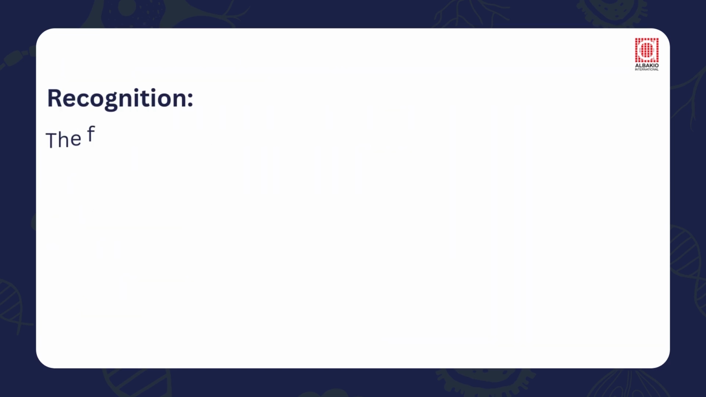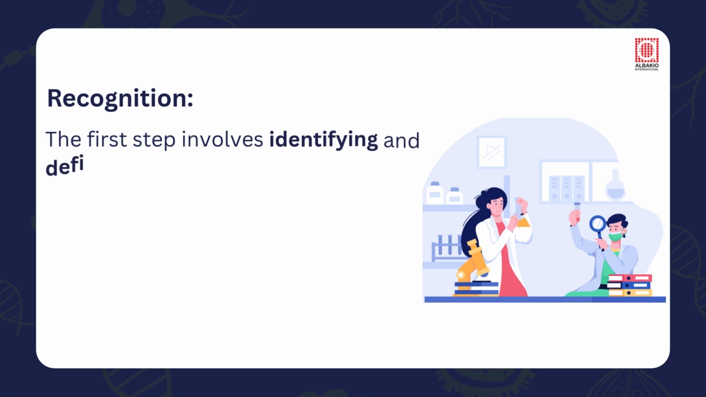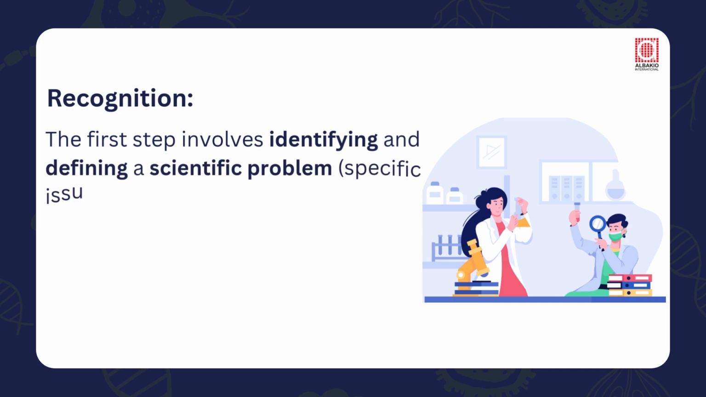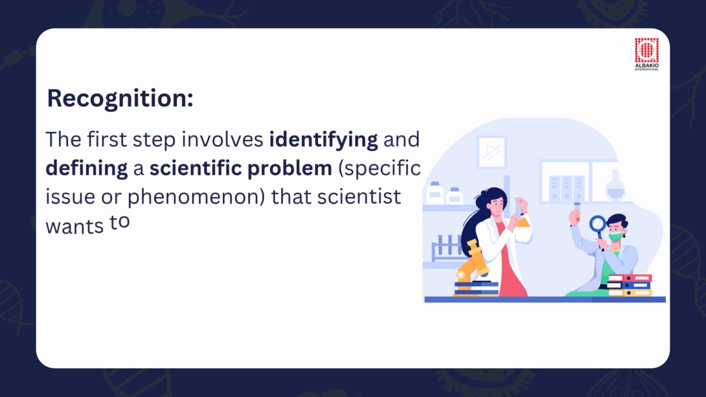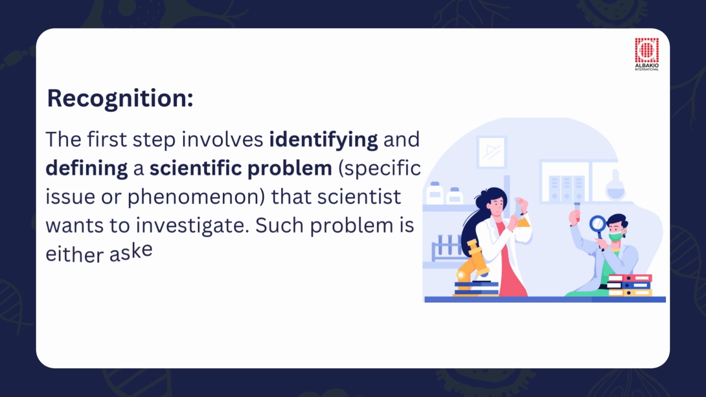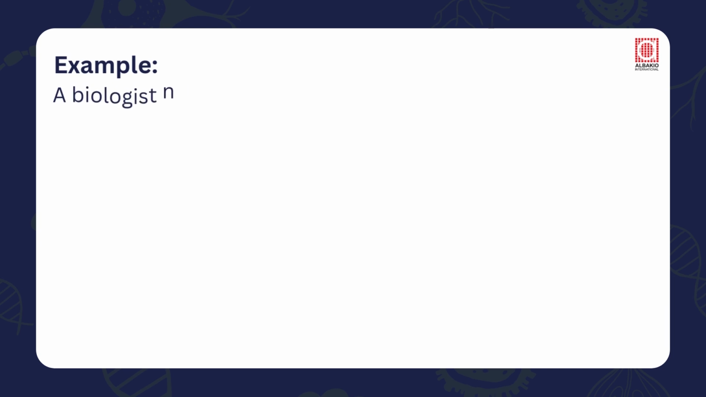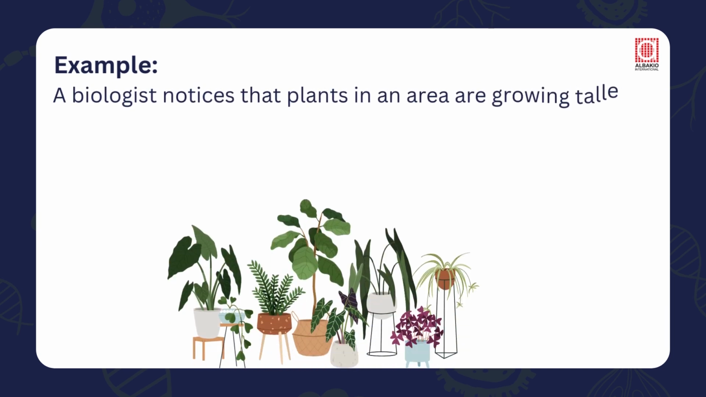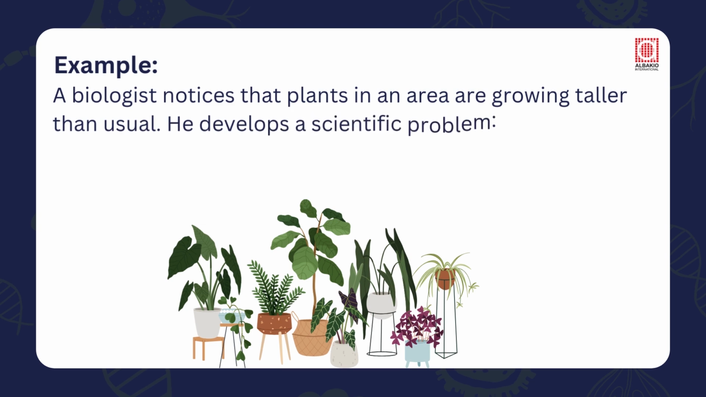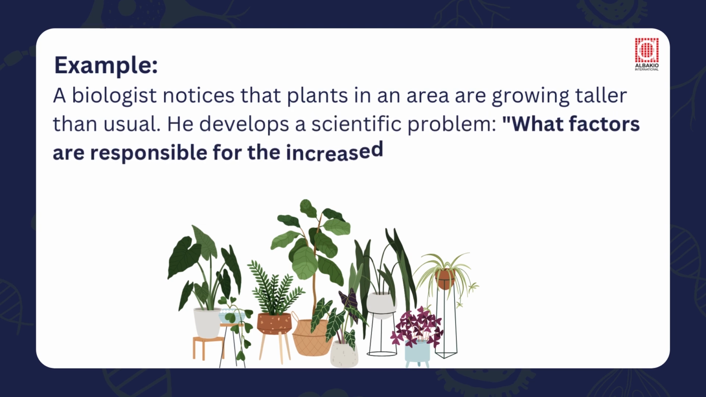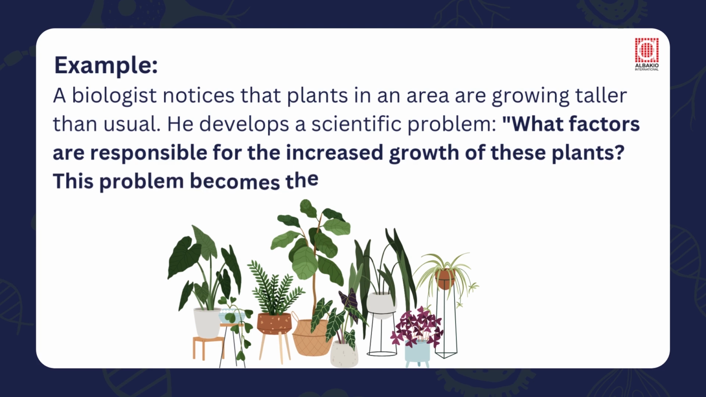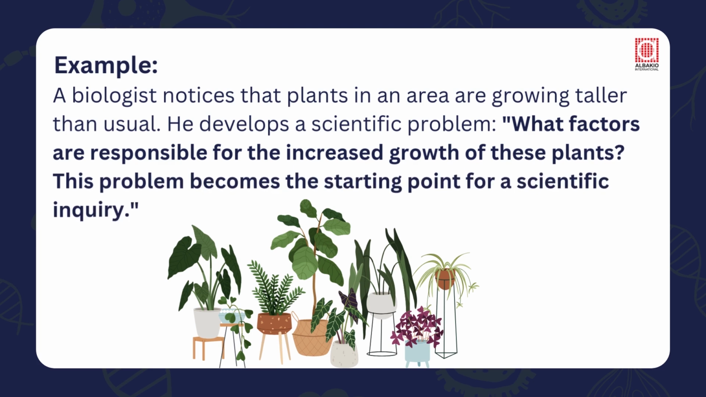Recognition. The first step involves identifying and defining a scientific problem, which can be a specific issue or phenomenon that a scientist wants to investigate. Such a problem is either asked by someone or comes to the biologist's mind by himself. For example, a biologist notices that plants in an area are growing taller than usual. He develops a scientific problem: what factors are responsible for the increased growth of these plants? This problem becomes the starting point for a scientific inquiry.